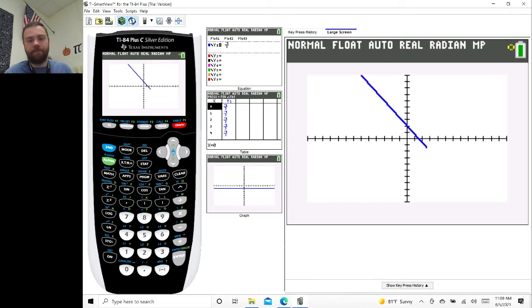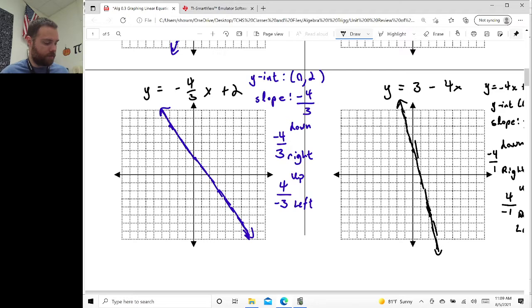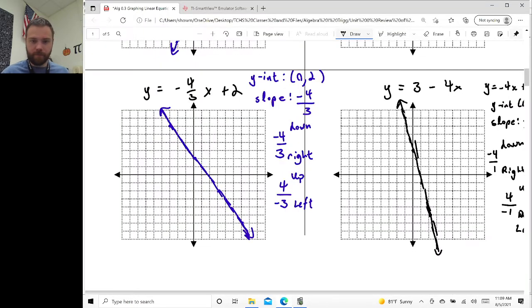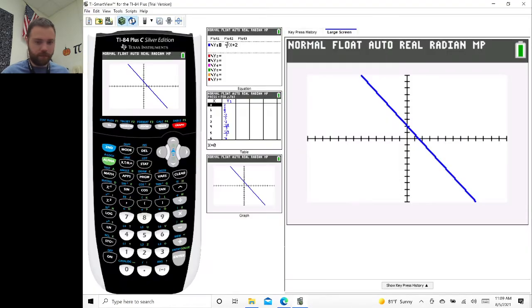Okay, there it is. So down 4, right 3. And let's just take a look at mine. Very similar. Okay.